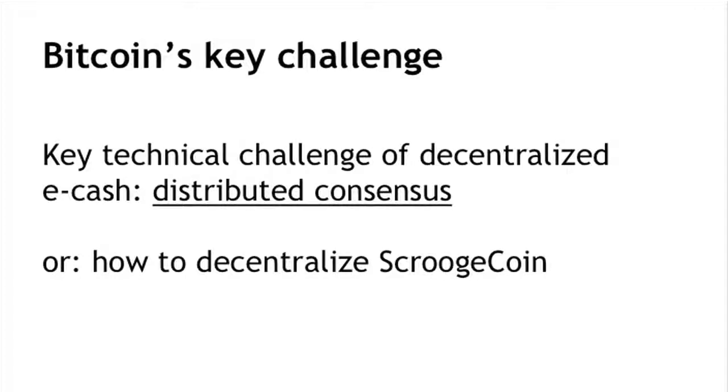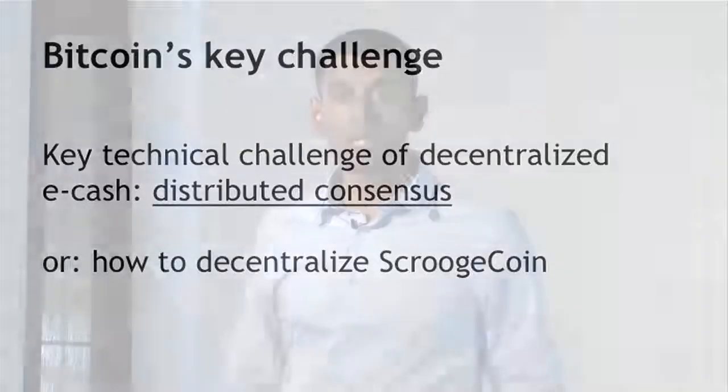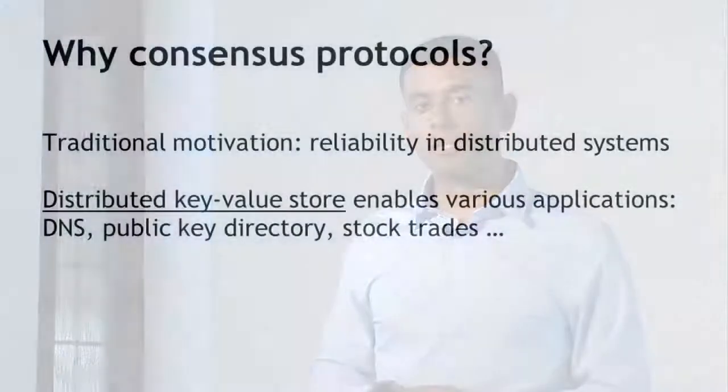At a technical level, the key challenge that you have to solve to build a distributed eCash system is called distributed consensus. And this is a class of protocols that's been studied for decades in the computer science literature. But intuitively, you can think of it as our goal being to decentralize Scrooge coin, which is the hypothetical currency that we saw in the first lecture. So as I said, there's decades of research in computer science on these consensus protocols, and the traditional motivating application for this is reliability in distributed systems.